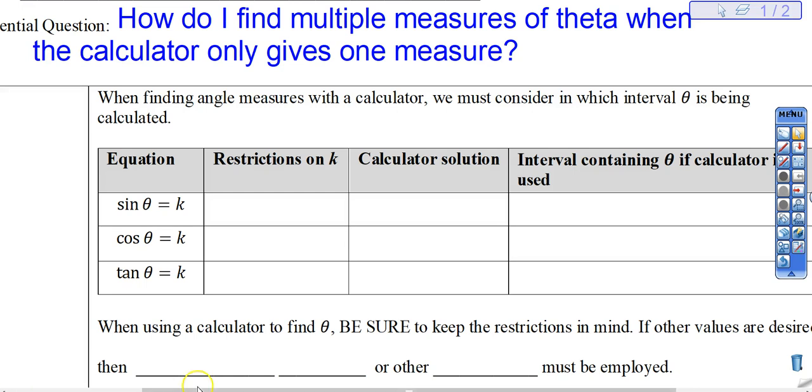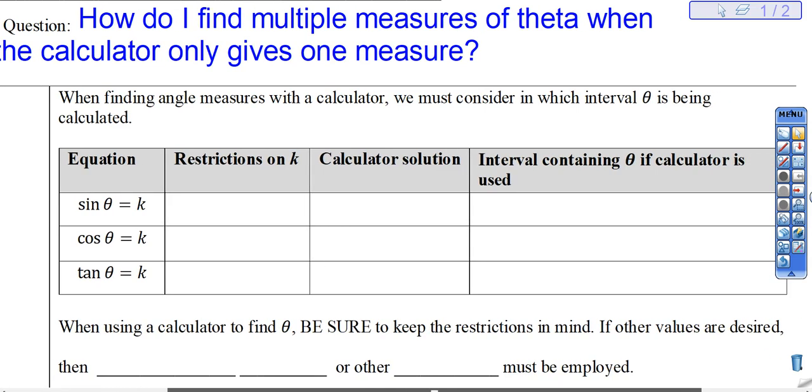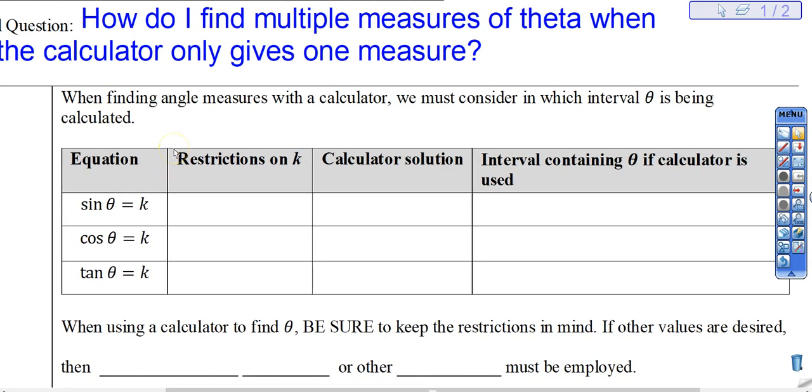Okay, so if I'm given the equation, the sine of theta equals some number k. Now usually we would see that the sine of theta equals y, and we would graph it on a graph so that we could look at all of the values of sine. There are restrictions on k. k for the sine function, or the values of sine of theta, will never be lower than -1 or higher than +1.